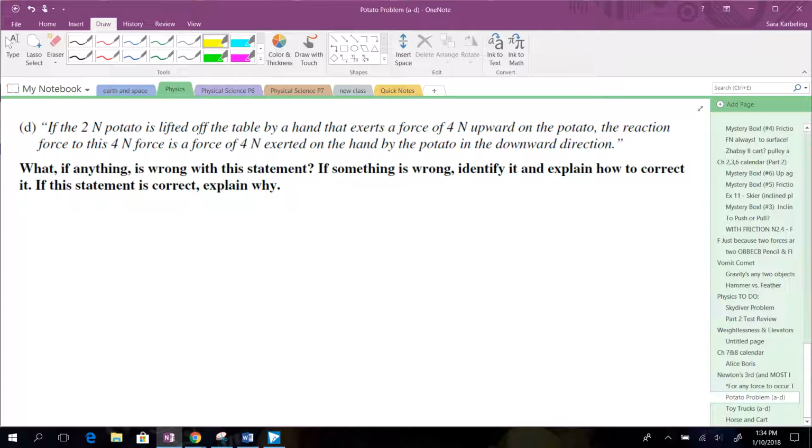Tell me about the forces. What's the first force? The potato on the table is lifted off the table by a hand, which exerts a force on the potato. That's the first force. Are you with me there? On the potato by the hand. What's the second force? On the hand by the potato. Is that a Newton's third law pair? It is.